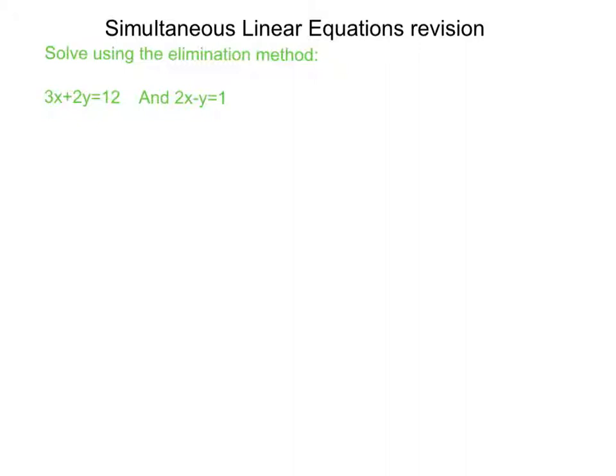What I'm going to do is write the two equations out so that the x's and the y's and everything all line up. So first equation, 3x plus 2y equals 12, and the next one is 2x minus y is equal to 1. Now you'll notice that the x's are lined up and the y terms are lined up. We've got our answers also lining up on the right hand side.